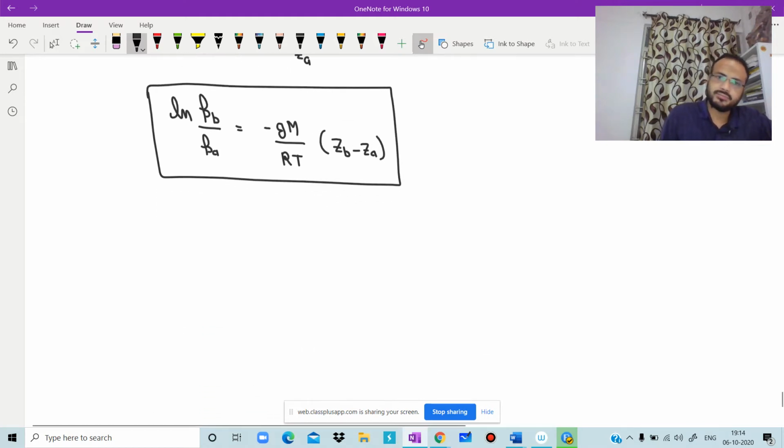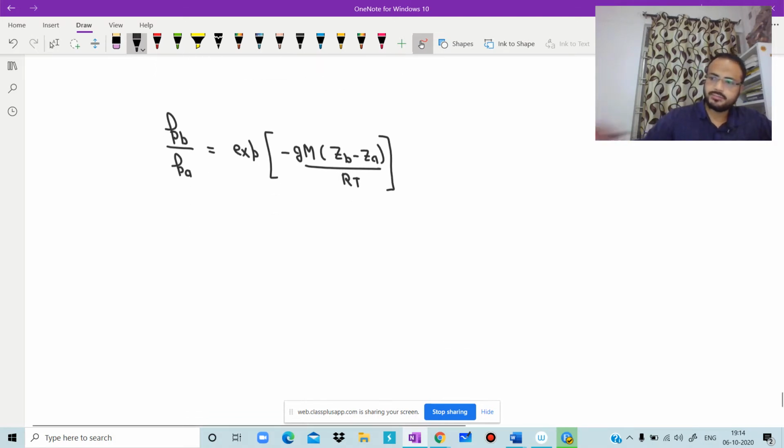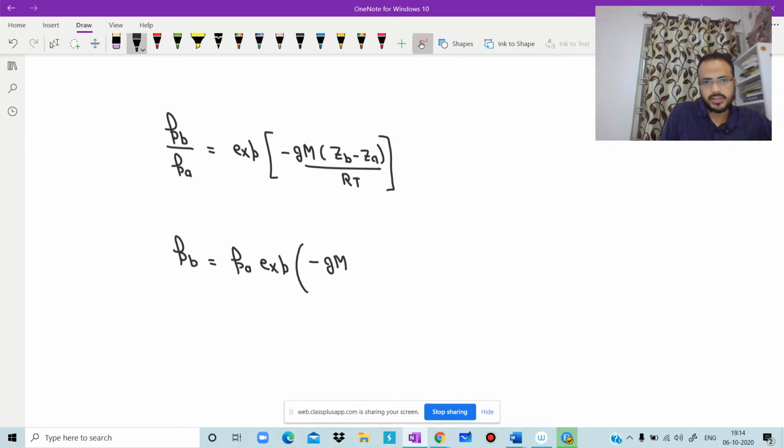Or you will get PB by PA is equal to exponential of minus GM ZB minus ZA by RT. So you will get PB is equal to PA exponential of minus GM ZB minus ZA by RT.